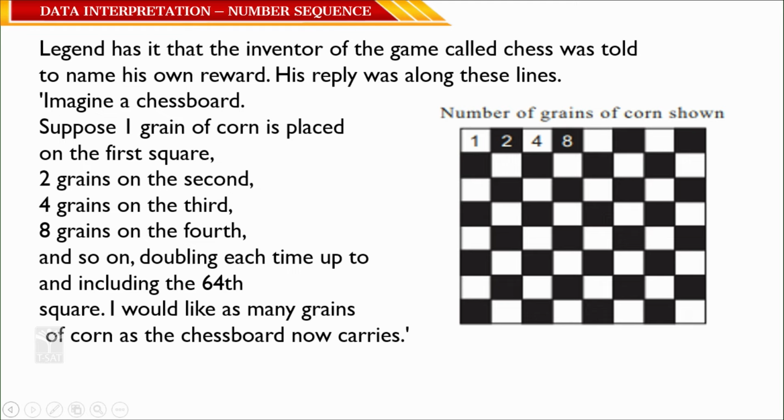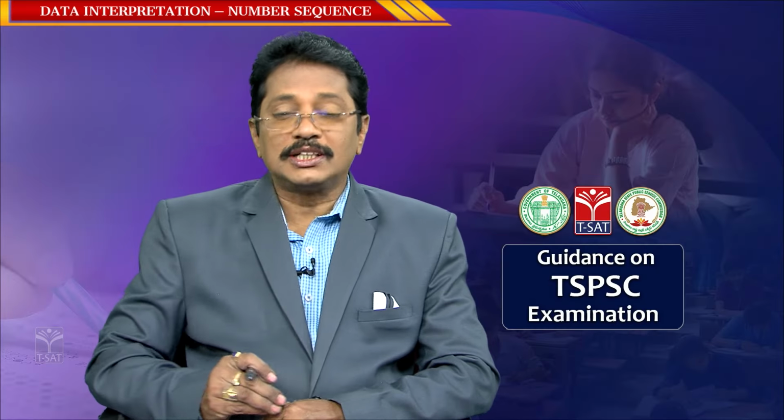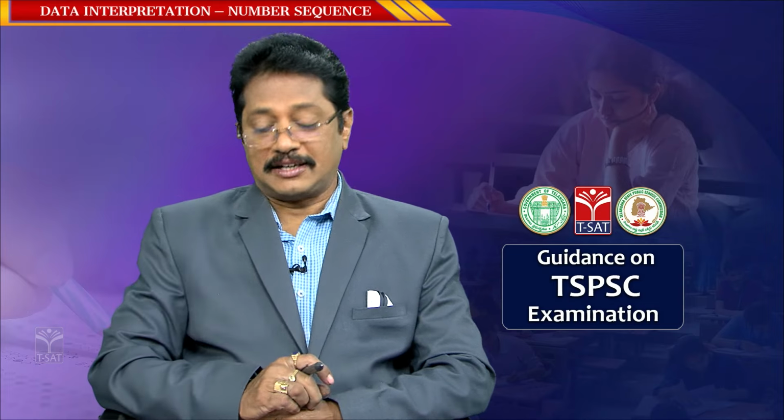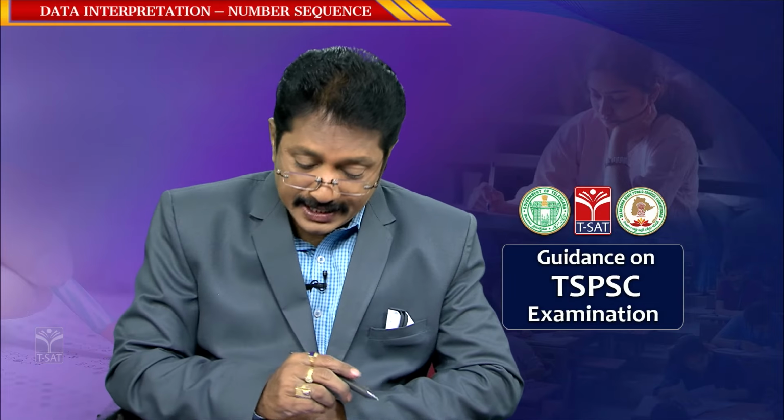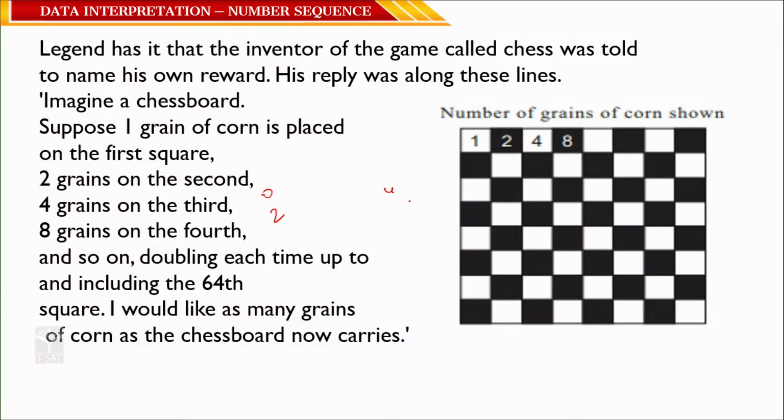Now we will see how to count the total number of grains. The first one is 1, which we can say is 2 power 0, the second is 2 power 1, the third 2 squared, the fourth 2 cubed, and so on up to the last one, 2 to the power of 63, because we started with 0. This is the sum. Actually it is a GP, a geometric progression.